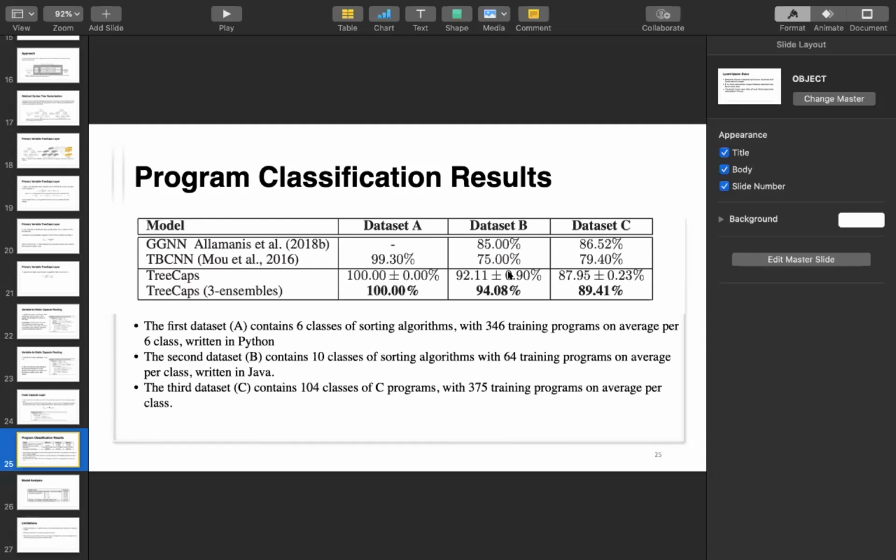So we can see that for a data set with a large number of classes, the performance will drop. This is in accordance with how the capsule network is. 104 classes? And what is that 104 classes? I didn't investigate the data set. Going on.